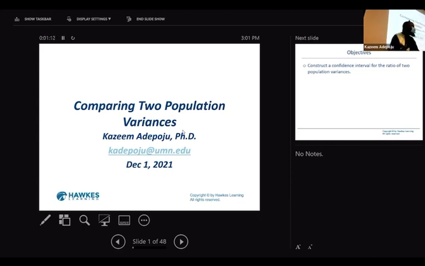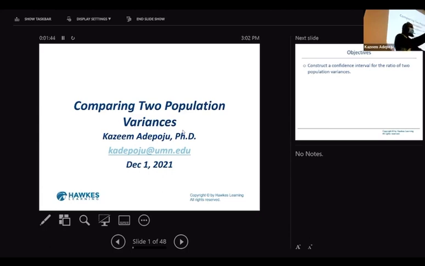Now, I remember when we were dealing with the difference of the population means, we were subtracting, and when we constructed an interval and the interval included 0, we said there is no significant difference. We did that for population means. We also did that for population proportions. But when we want to compare population variances, we don't subtract, but we divide. We do a ratio.